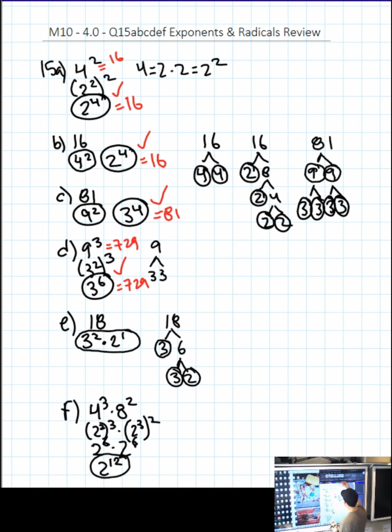Now, 2 to the 12 is equal to 4,096. And the question, 4 cubed times 8 squared, is also equal to 4,096. So we know we have a correct answer.